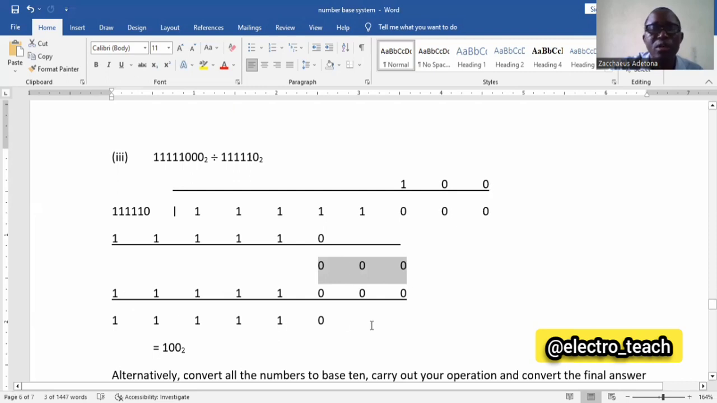You get 0 again without any remainder. So the answer will be read out from here: 1, 0, 0 in base 2.